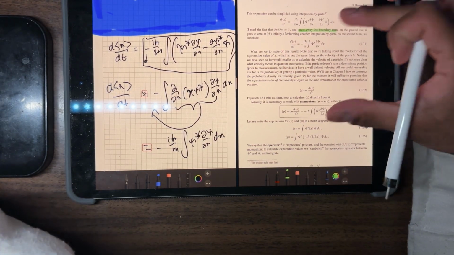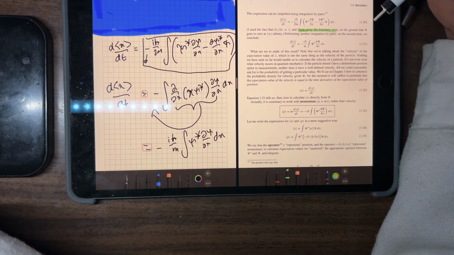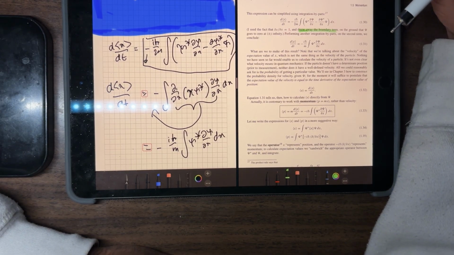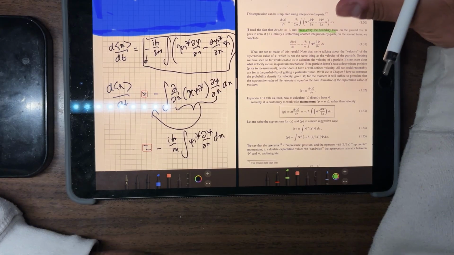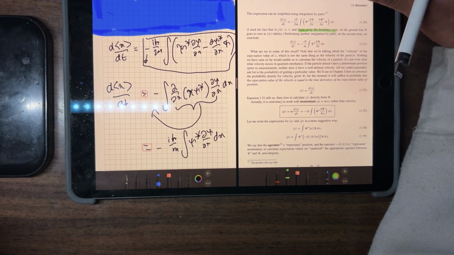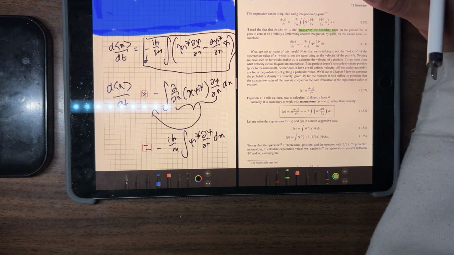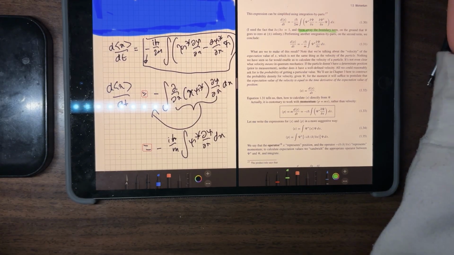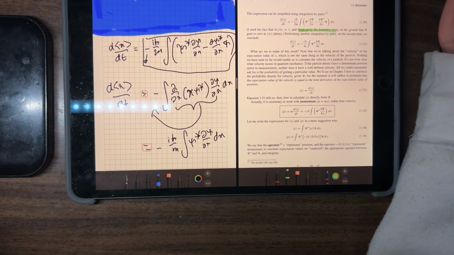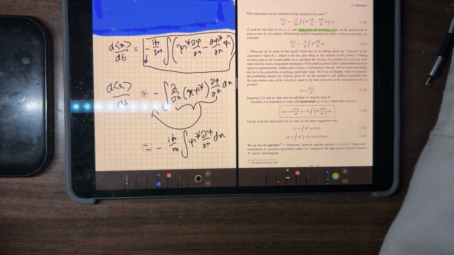They said, what are we able to make of this result? Now that we're talking about the velocity of the expectation value of x, which is not the same thing as the velocity of the particle. Nothing we have seen so far would enable us to calculate the velocity of the particle. It's not even clear what velocity means in quantum mechanics. If the particle doesn't have a deterministic position, it doesn't have a well-defined velocity. Yeah, makes sense, because we don't even know the position of where the particle exists. How are we supposed to find the velocity of that specific particle when we don't even know where the position is?